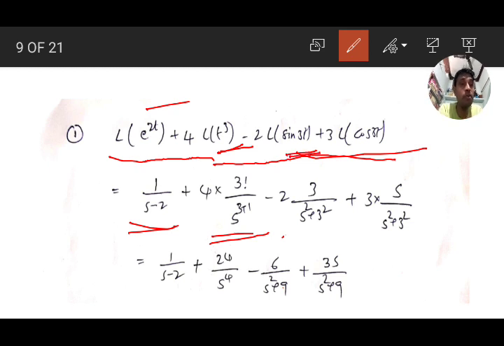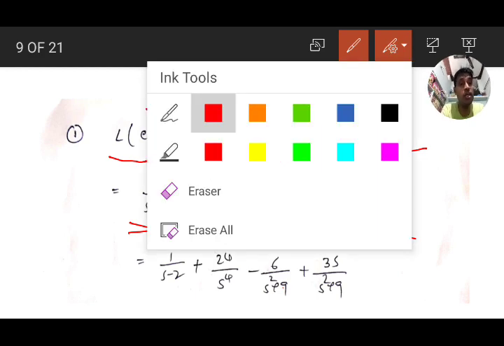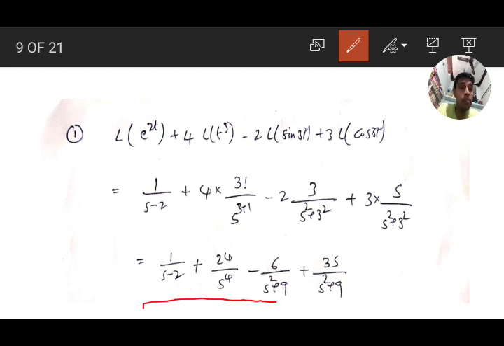And Laplace transform of sine 3t: sine at formula is a by s square plus a square, here a equal to 3, so 3 by s square plus 3 square. Next, Laplace transform of cos 3t is s by s square plus a square, a equal to 3, so s by s square plus 3 square. On simplification we get 1 by s minus 2 plus 24 by s to the power of 4 minus 6 by s square plus 9 plus 3s by s square plus 9. This is the final answer.